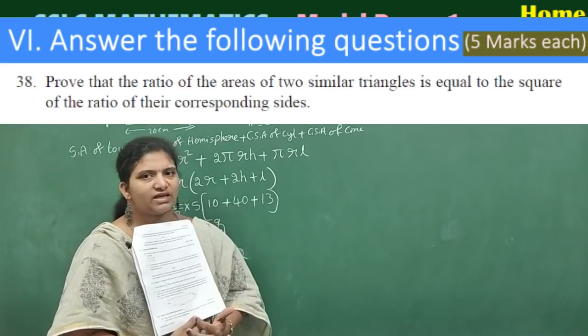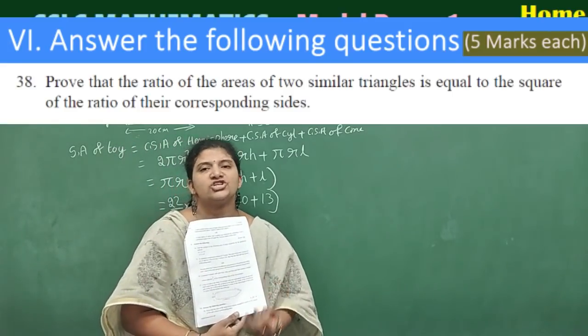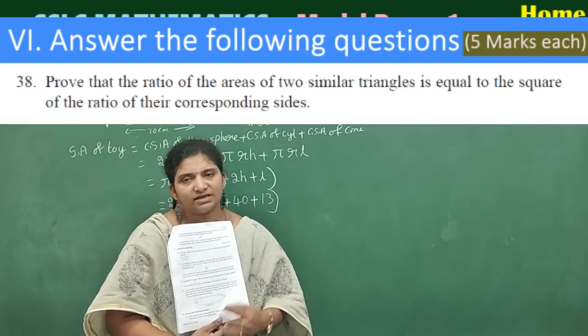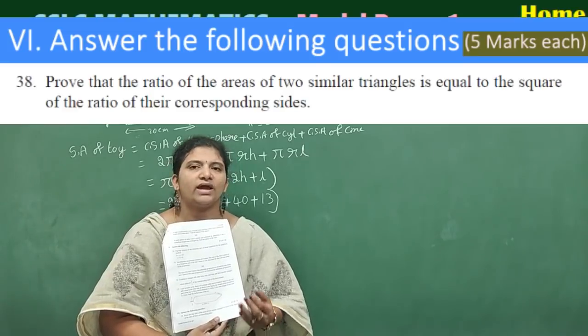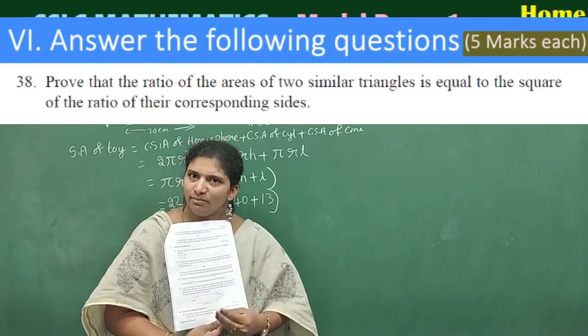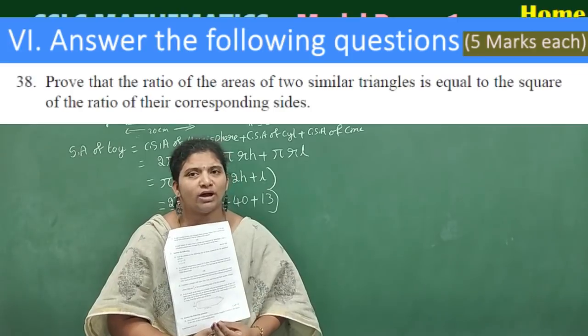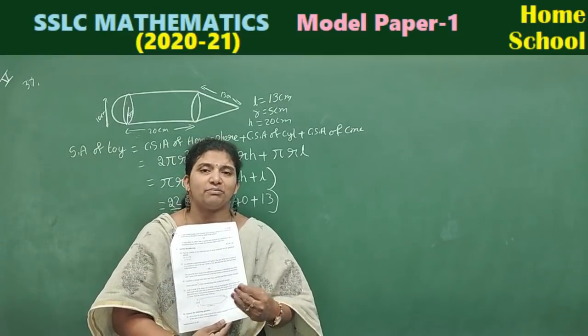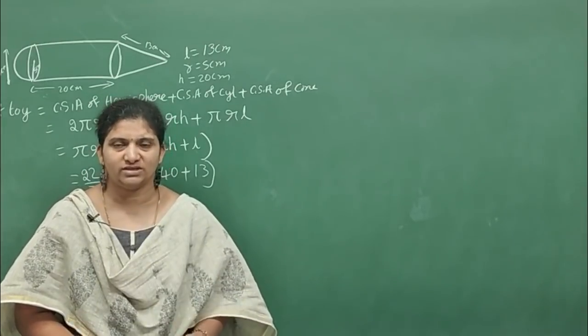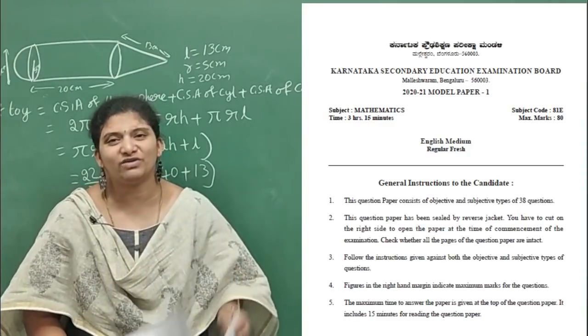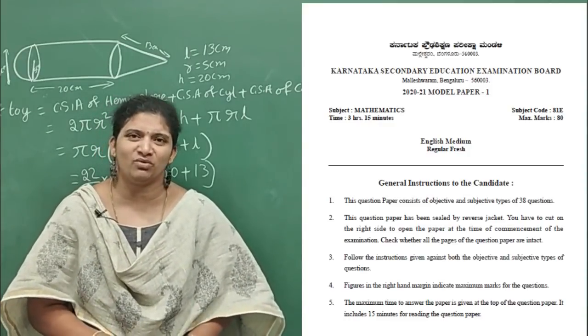See children, this theorem you can directly see in chapter 2, Triangles. This theorem is there in your textbook. You can look over there, or if you want my explanation, I am going to upload the triangles chapter link also in the description box. With this we are going to end our question paper, that is model paper number 1.